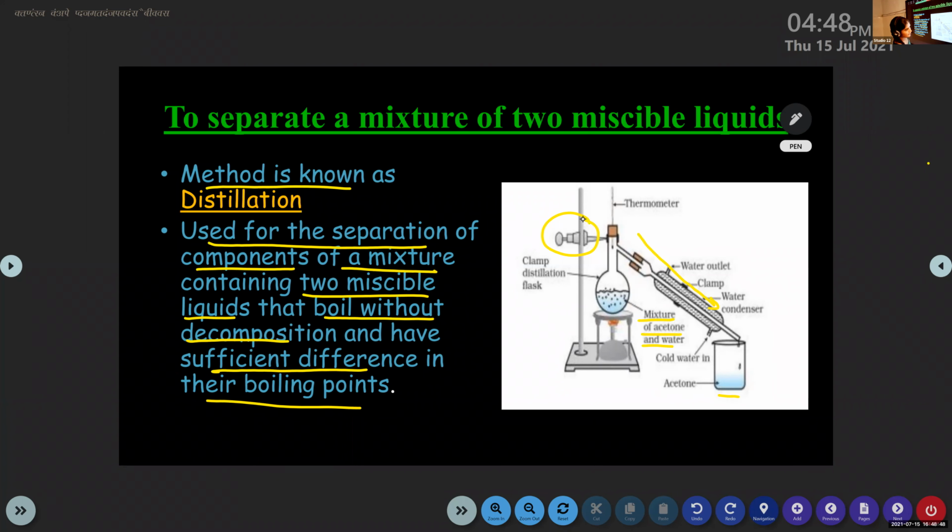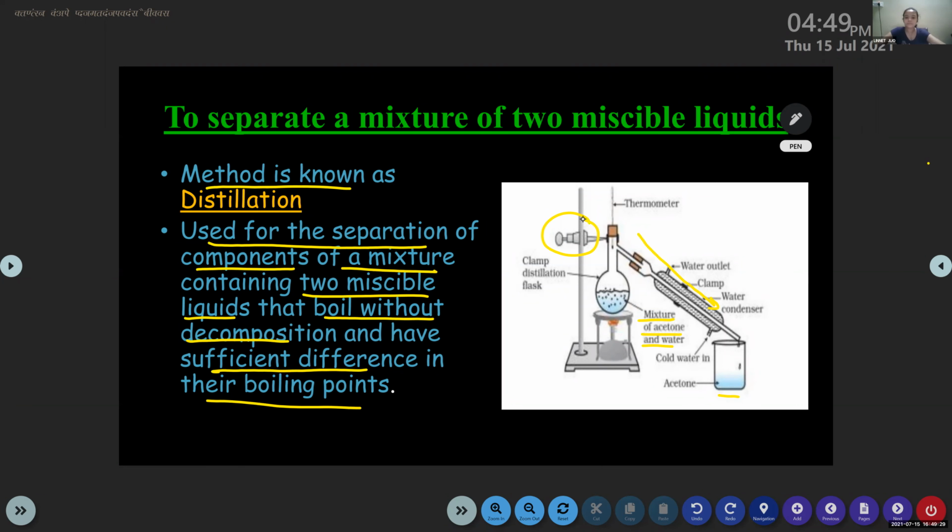Who will read this? Anashwara, can you please read? To separate a mixture of two miscible liquids, the method is known as distillation. Used for the separation of components of a mixture containing two miscible liquids that boil without decomposition and have sufficient difference in their boiling points. Have you completed, children? Yes, ma'am.